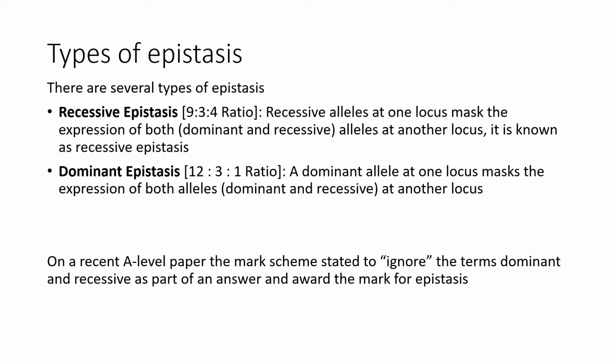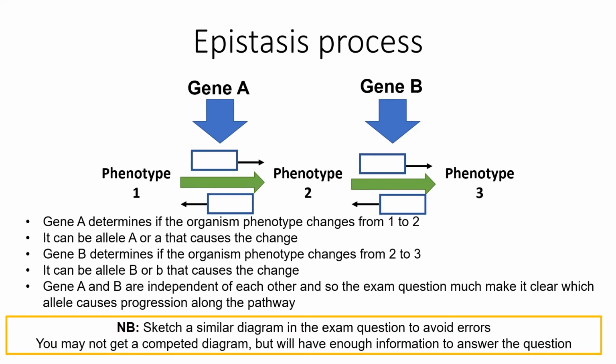I would suggest you're familiar with ratios, especially 9:3:4. That seems to be the most common one, but you can also end up with a ratio of 12:3:1. And we'll look at some specific examples later on, and you can see what we mean in terms of ratios and outcomes. When it comes to questions on epistasis, this is a general diagram.